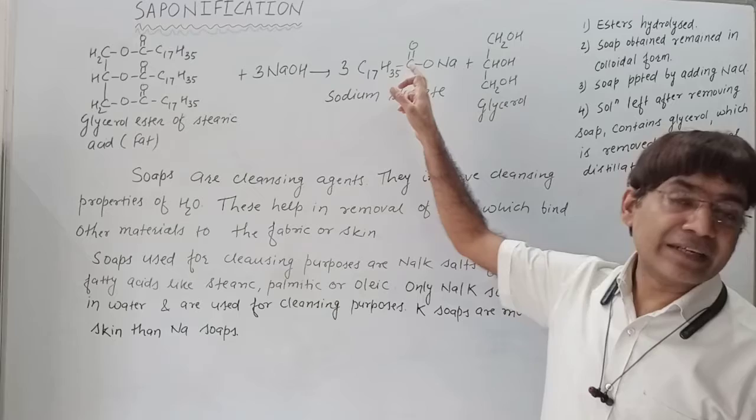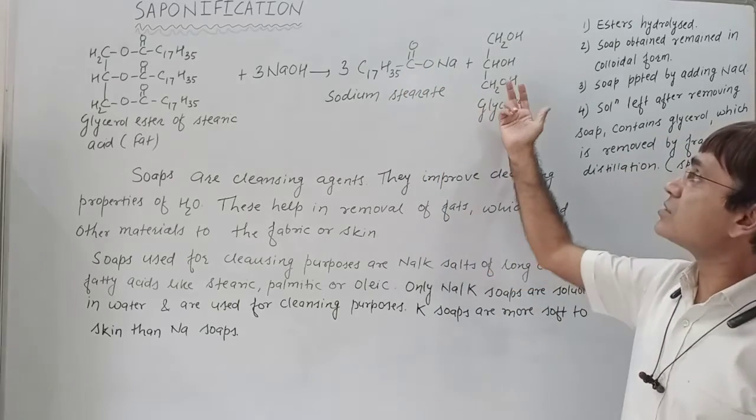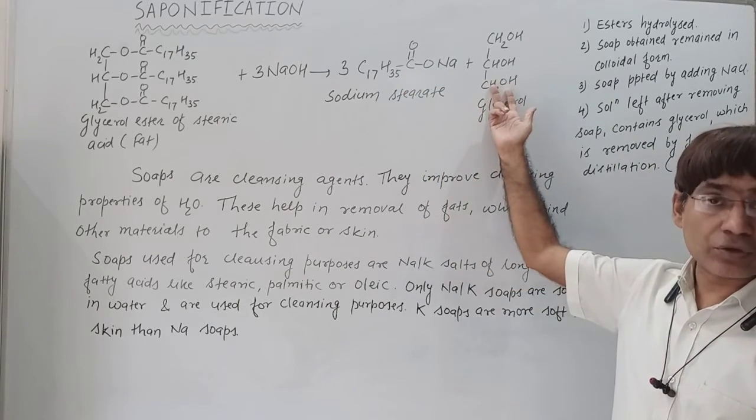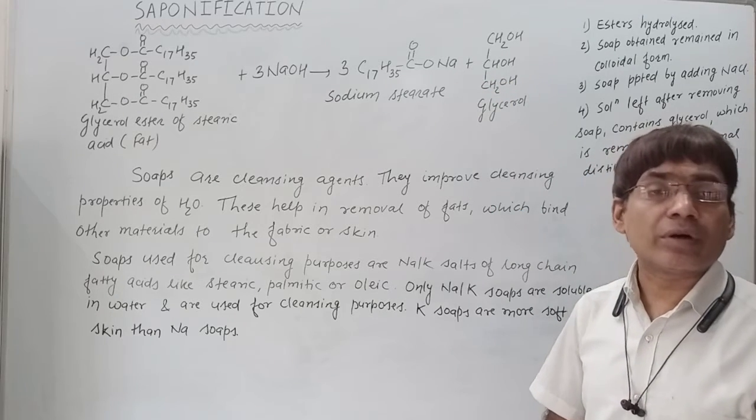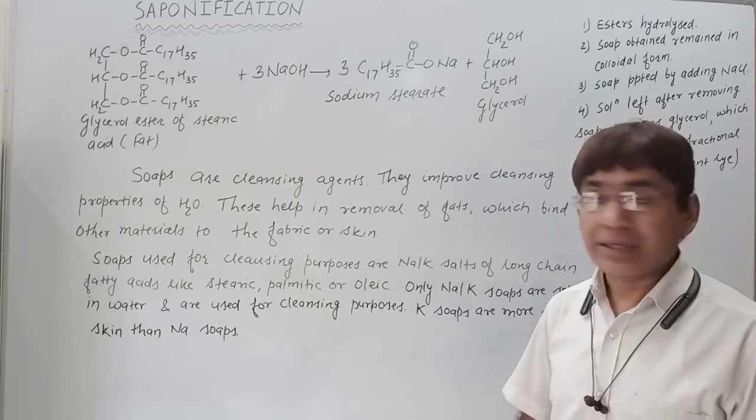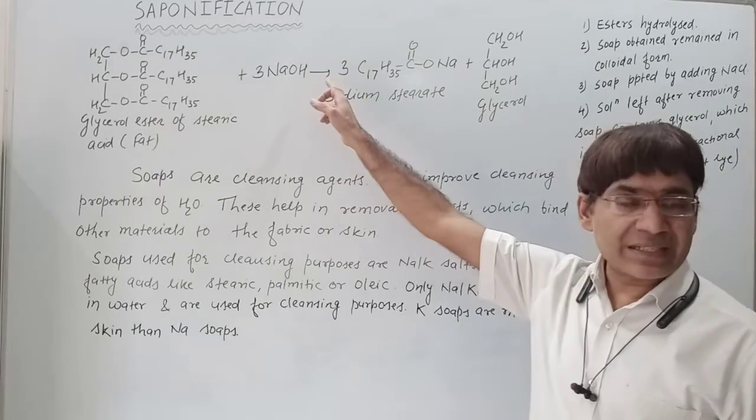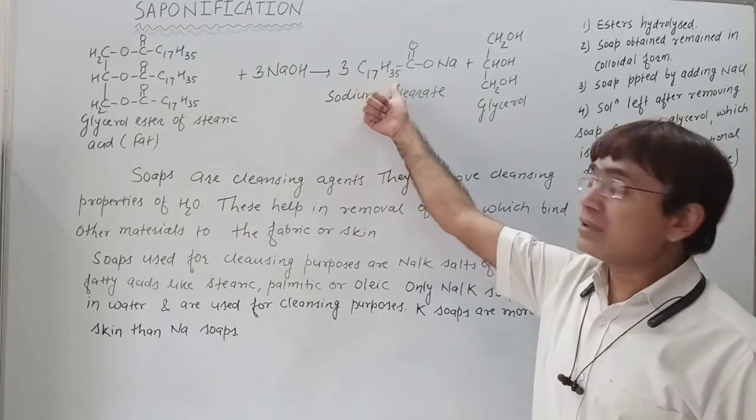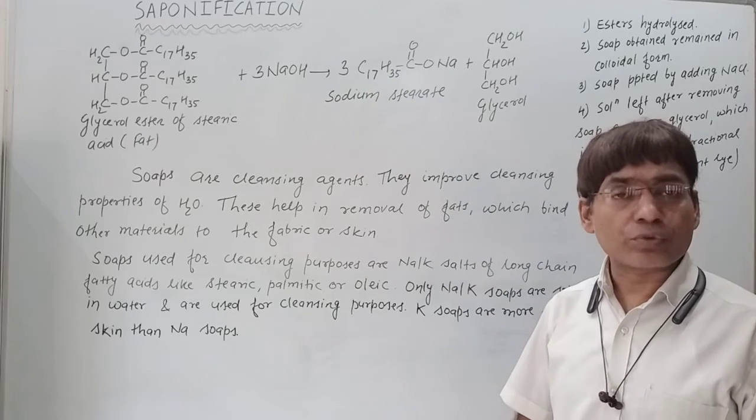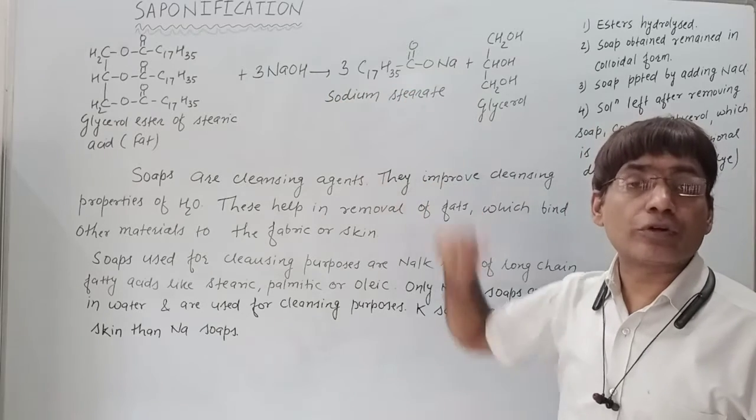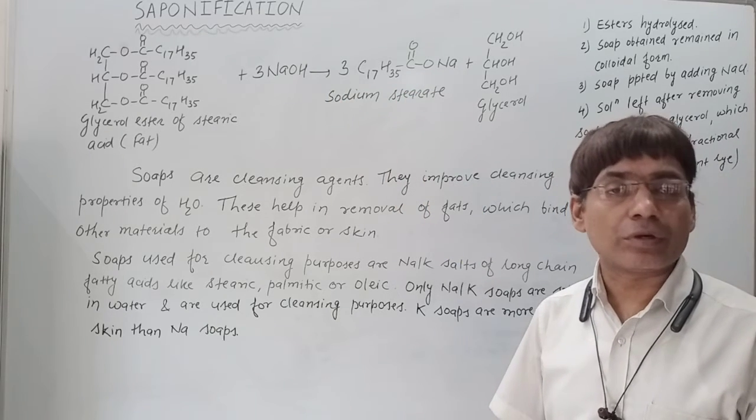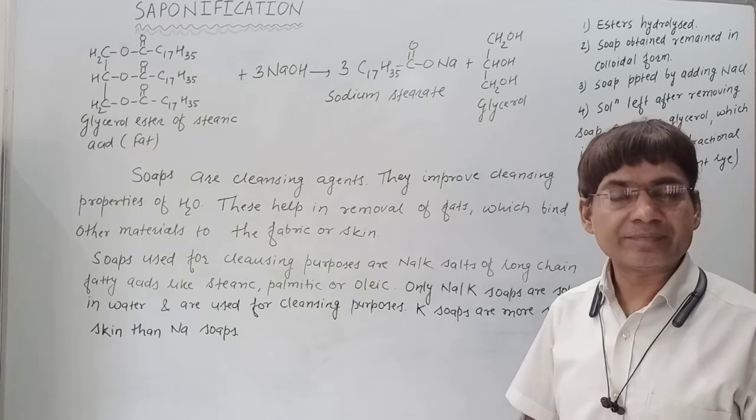The products obtained in the reaction are going to be, one, alcohol, which is glycerol, while the other one we say is the sodium or potassium salt of acid. If you use NaOH as the source of alkali, then the salt of acid obtained will be the sodium salt. While if you use KOH, then the salt obtained will be the potassium salt of carboxylic acid.